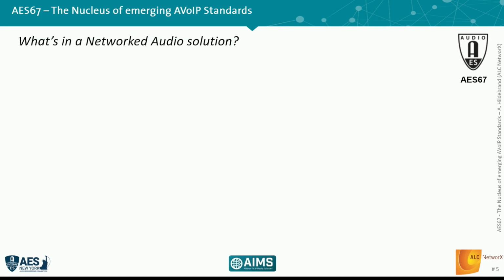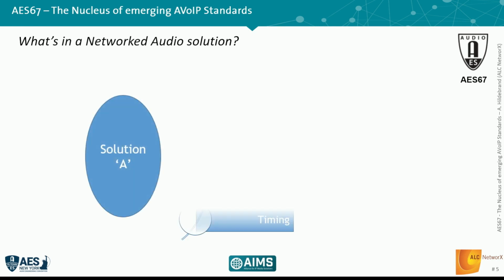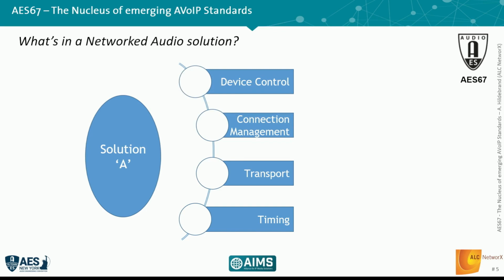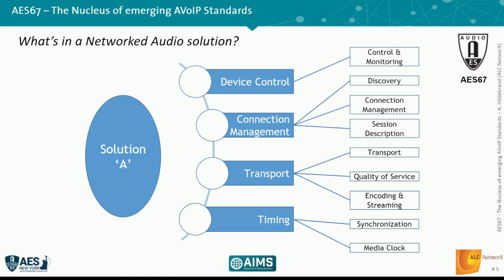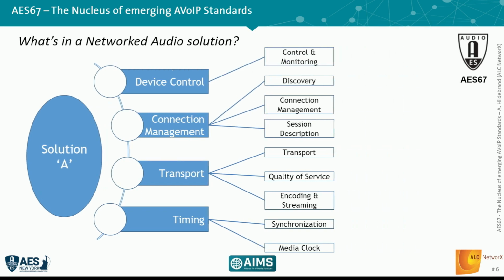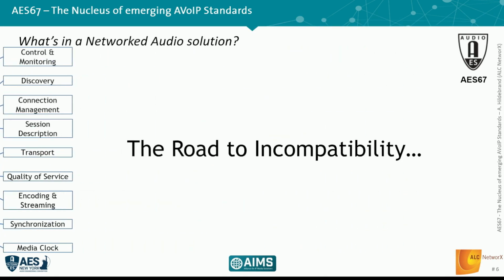So what did we have to define? We had to look at existing solutions first. Existing solutions typically comprise a number of functional blocks like timing and synchronization, transport, connection management, and device control. You always find these things in a typical solution like Dante or Ravenna or Livewire or whatever. If you look a little bit closer, you find functional specifications which relate to each of these individual blocks, and that actually is the road to incompatibility among those solutions.